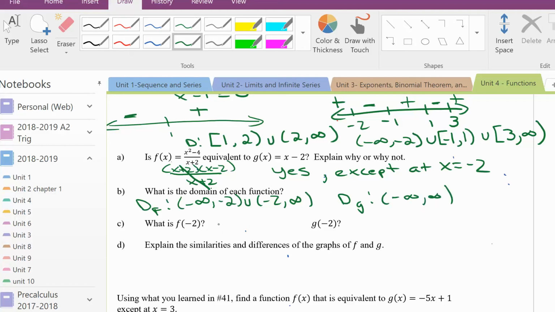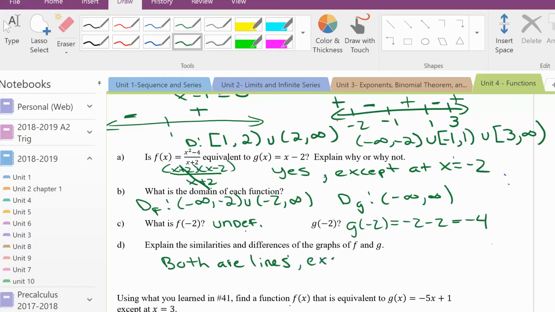F of -2 is undefined, whereas g of -2 is equal to -2 minus 2, which is -4. So the similarities and differences: both are lines, except f has a hole at -2, -4.